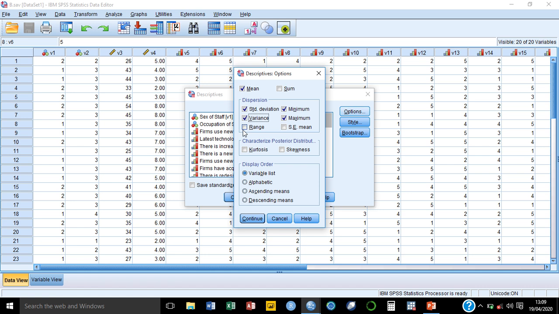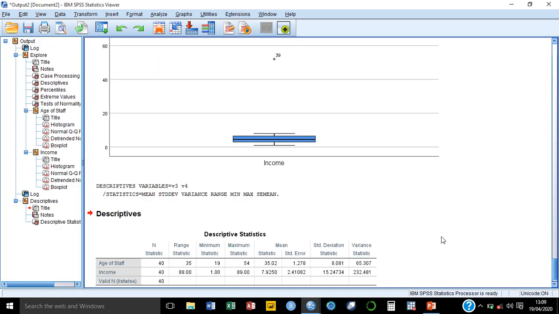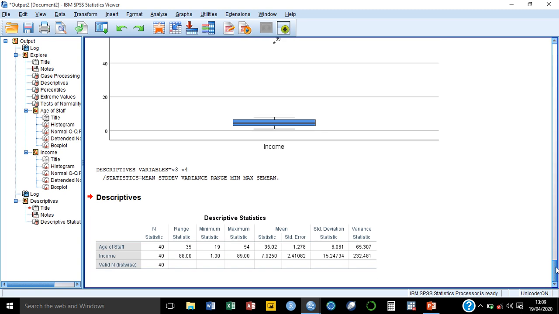So I would like my range, my variance, standard error. The sum is no use. I've seen my kurtosis and skewness in the other, in the explore option. And I can say okay. So it gives me this. This is the descriptives for age and income.